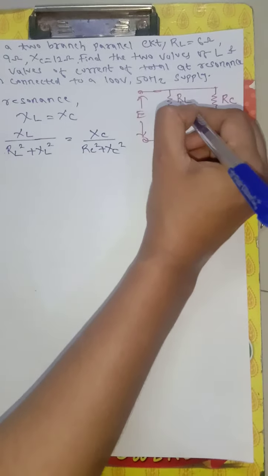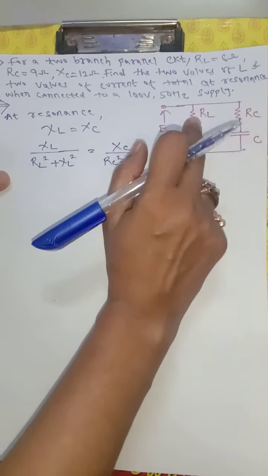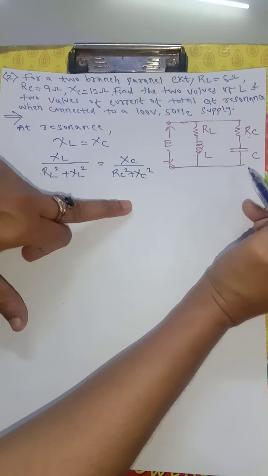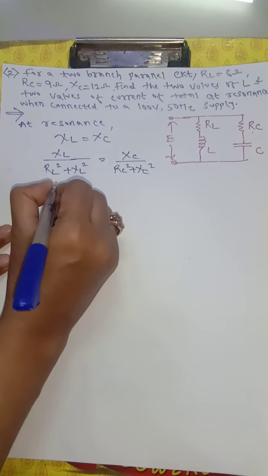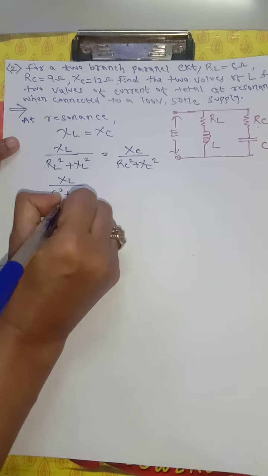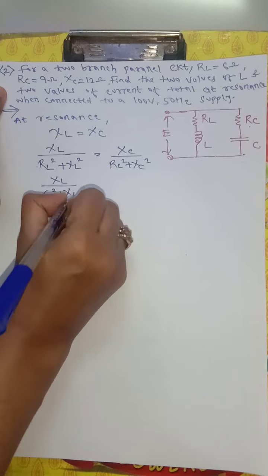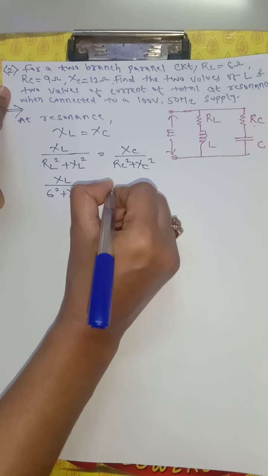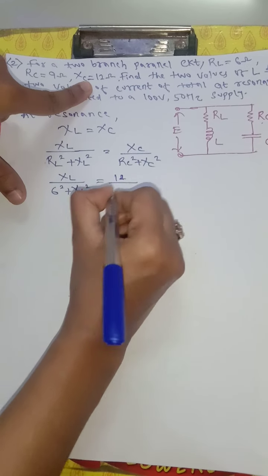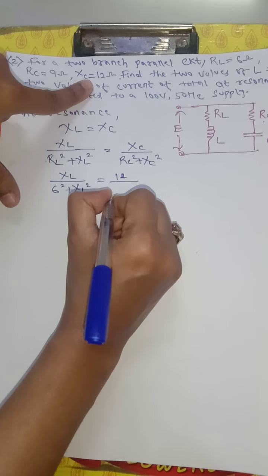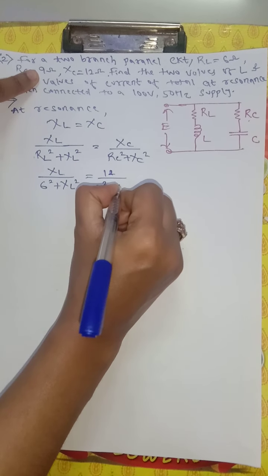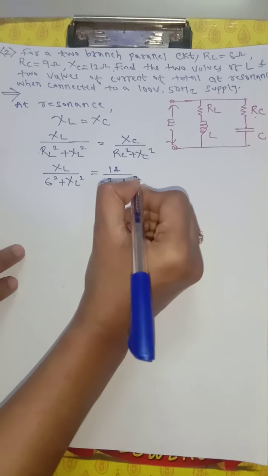See here, this is the one branch, this is the other branch. Here these two are related, meaning RL and XL, RC and XC. So if you simplify these two, already we are aware of the values. RL is given as 6 square plus what is my XL? Not given, so that will be as it is. What is my XC? XC is given, that is 12 here. And what is my RC? RC is mentioned as 9, so 9 square, and again XC is 12 square. So likewise you can simplify.